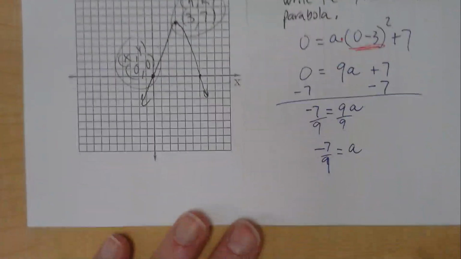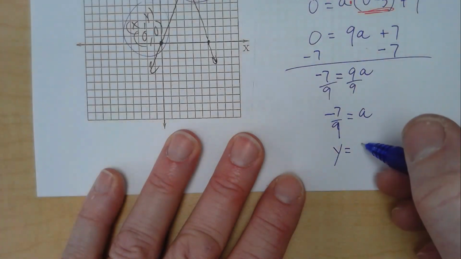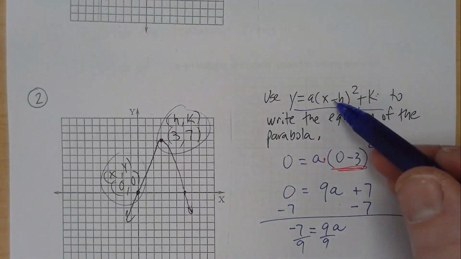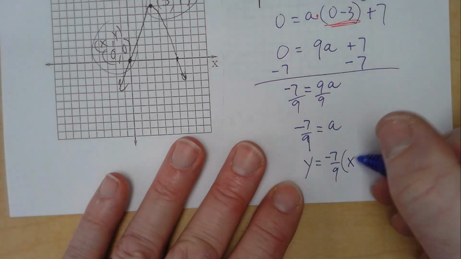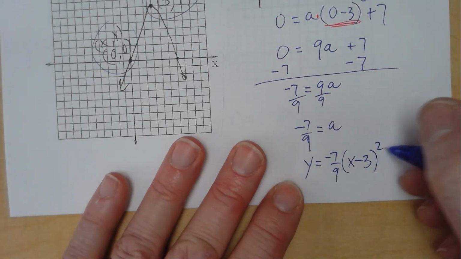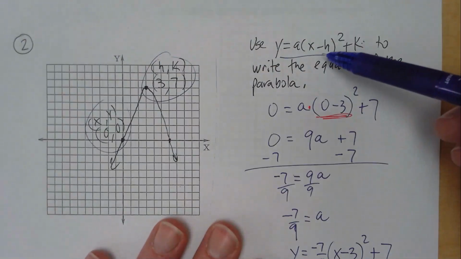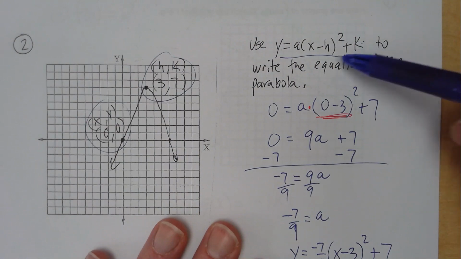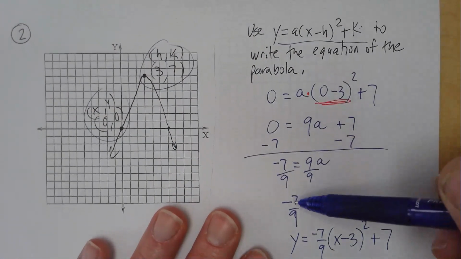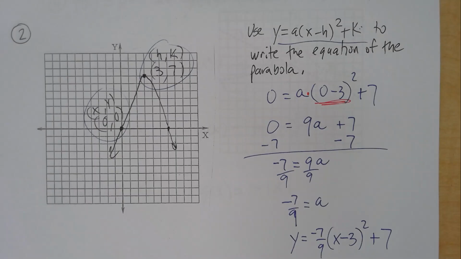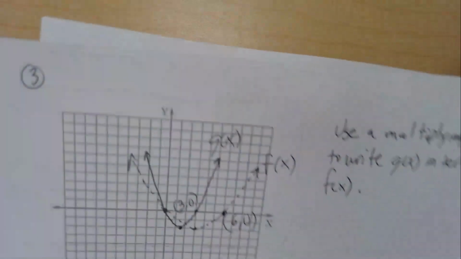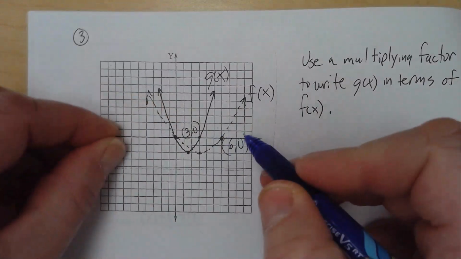Now we can rewrite the equation. Y is equal to a, which is -7/9. I'm just filling the blanks in here. A, h, and k are numbers. X and y are your variables. And then we got x minus h, which was 3 squared, and then plus 7. So I put h in as 3, k in as 7, and then I solve for a, and I got -7/9.